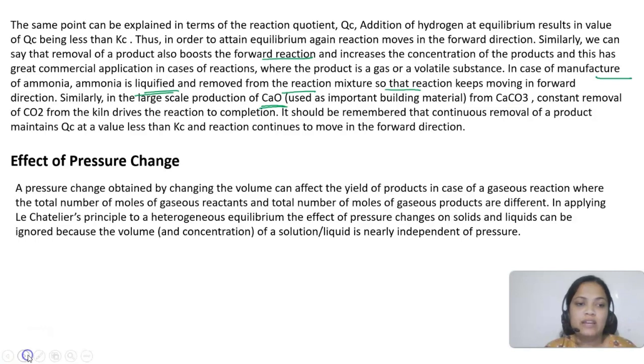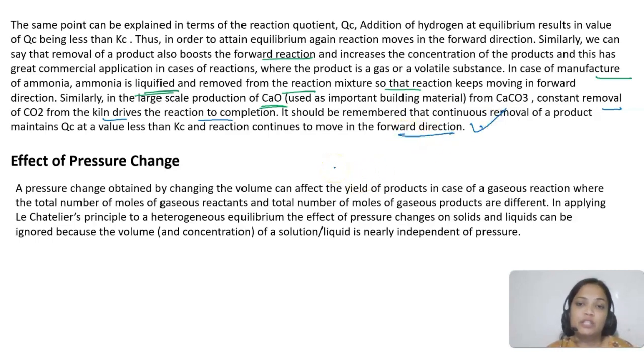So in the case of calcium oxide, when we are preparing it from calcium carbonate, constant removal of carbon dioxide from the kiln drives the reaction to completion. All of that is happening because of Le Chatelier's principle. So again, if we are removing the product, the QC will be lower, it will have less value than KC, and the reaction will move in the forward direction.